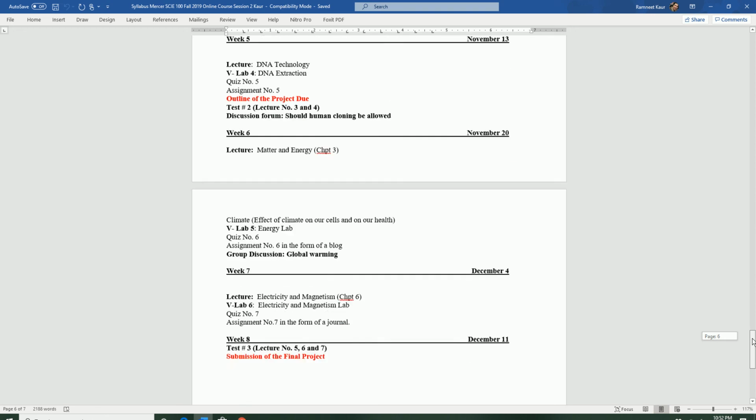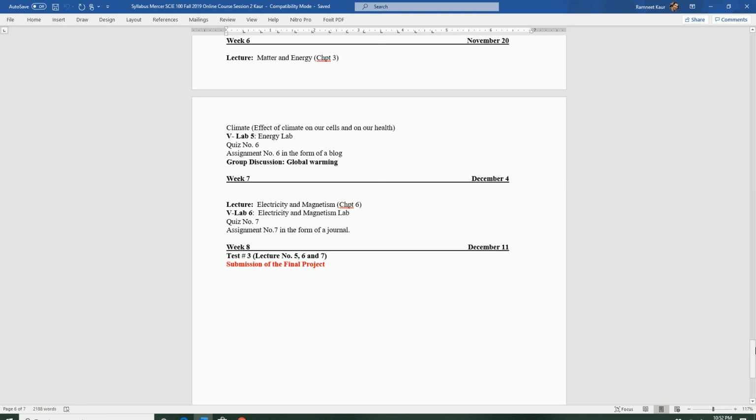Moving to week number 6. As we move to week number 6, we are going to talk about matter and energy. This is from chapter number 3 from your book. Also I'll be posting one PowerPoint which is about the effect of climate on our cells and on our health. That's my own PowerPoint I'm going to post for you. You will not get this material in the book.